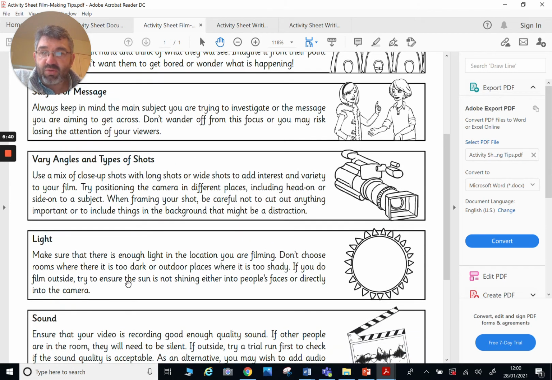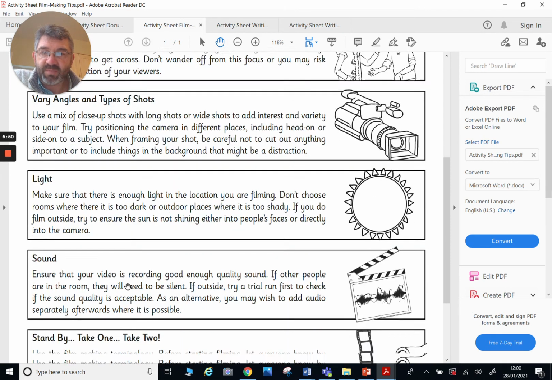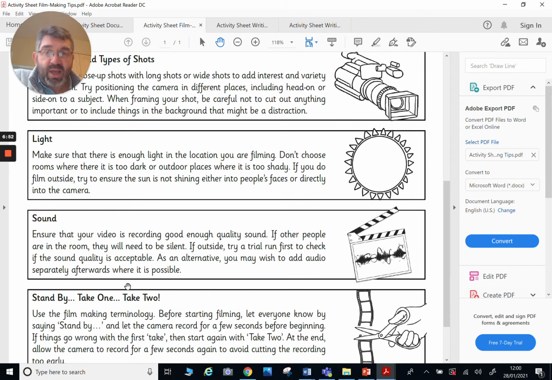Light, always a good one. You always see filmmakers concerned about how much light there is. If it's too dark or too shady, you can't see people's faces. And also you don't want people staring in the sun, squinting. Sound. Like I'm recording this at the moment, I'm trying to keep the rest of the house as quiet as possible so that you can hear me. Think about how you would like people to hear what's being said.